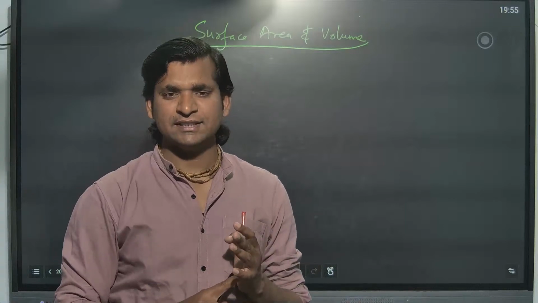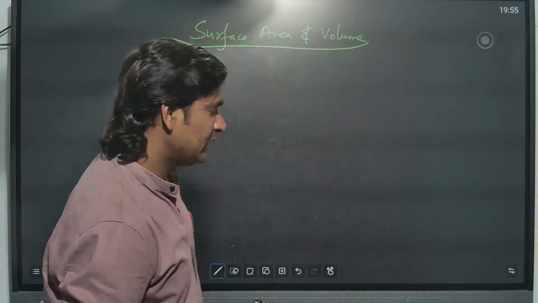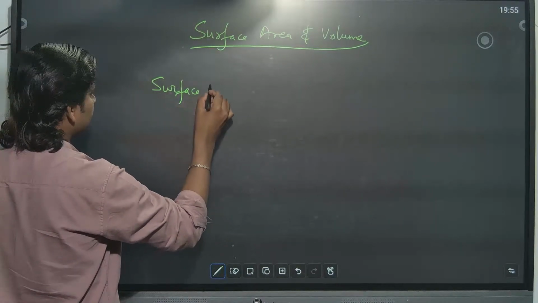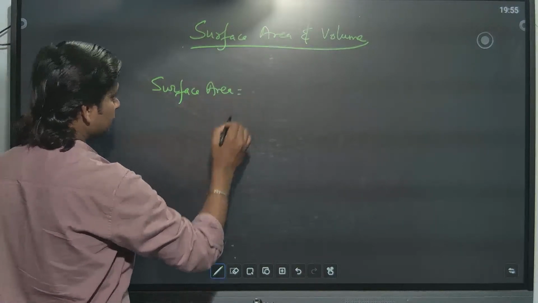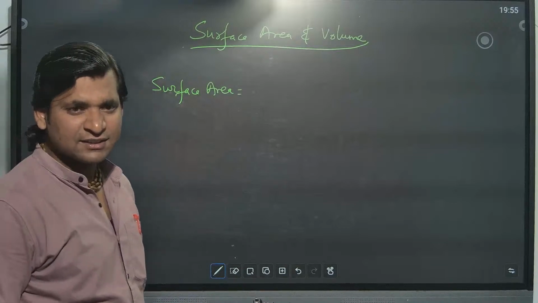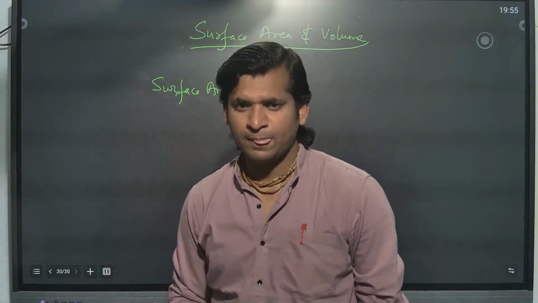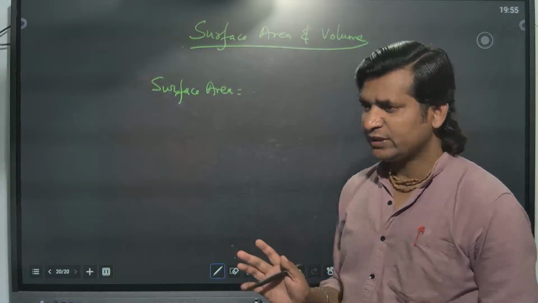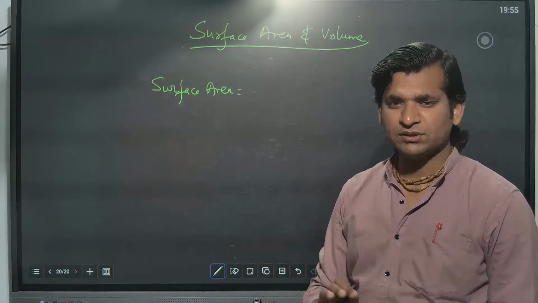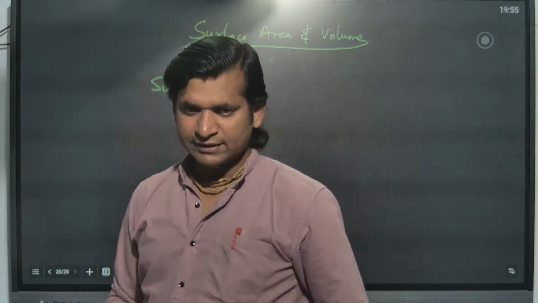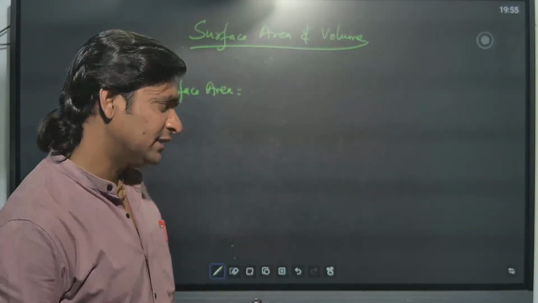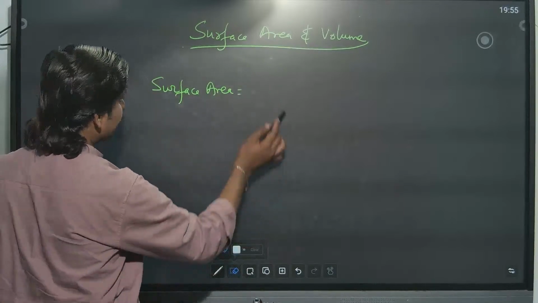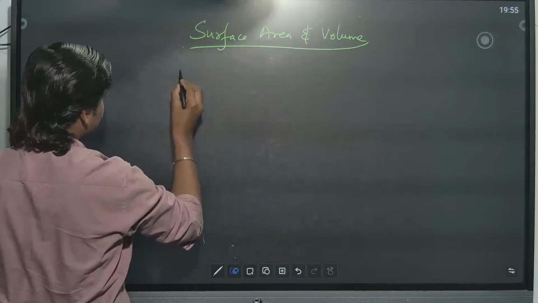So surface area. Whenever they ask surface area, you must understand they are asking total surface area only. Formulas you already know. I am going to tell what is the concept, how many possibilities are there. In this we have to see the combination of solids. We have four concepts, four diagrams.